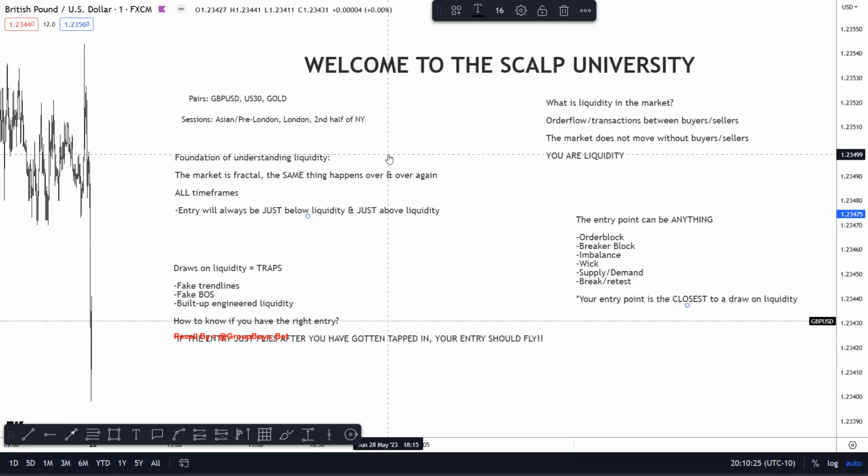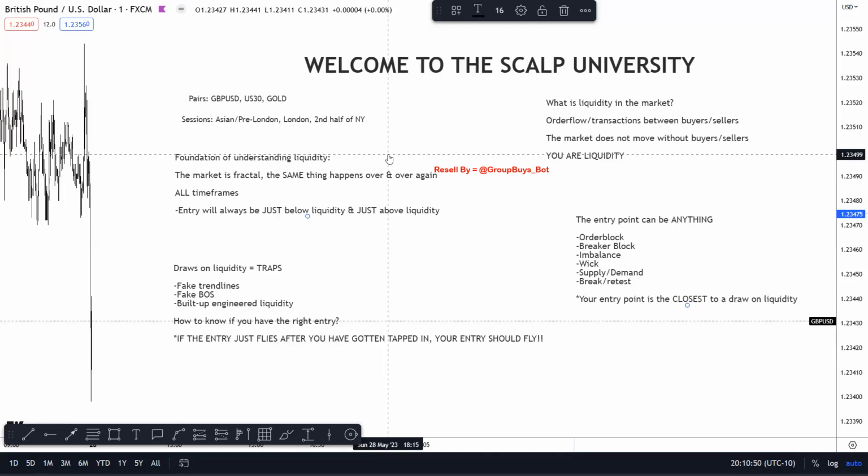Your entry is going to be a point of interest that you're looking at, meaning that it is an area where you are expecting reactions based on price action in the market. And your entry point, like I said, is basically the closest to a draw on liquidity. Now, draws on liquidity, we also have to understand, are traps within the market. There are a lot of them, okay?